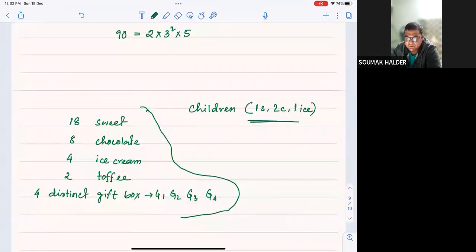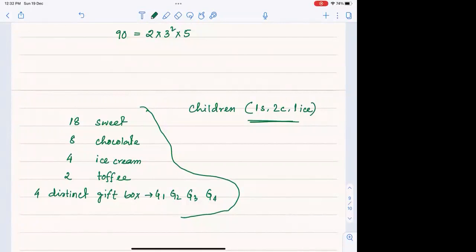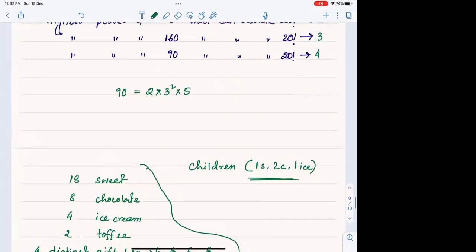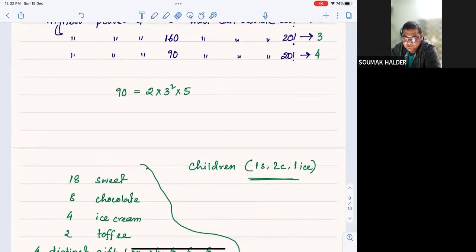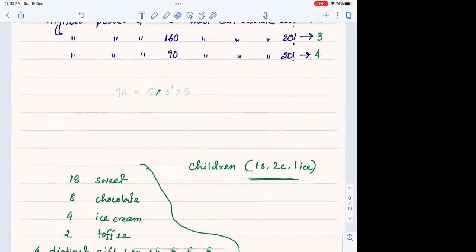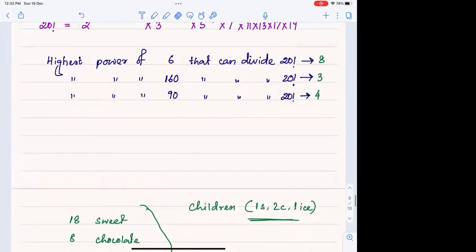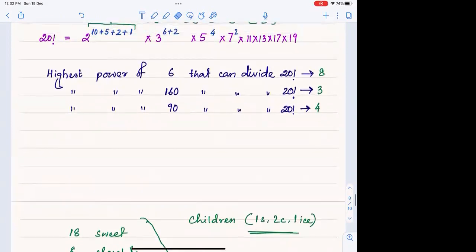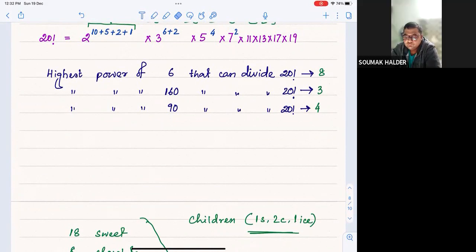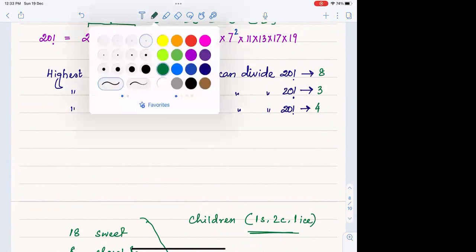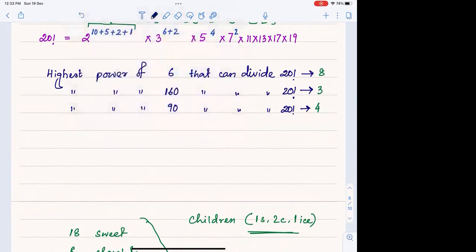Is it making sense? Yes, sir, it's making sense. Now it's considerable as 4? Yes, sir. Like if we are asked to find out the number of zeros in 20 factorial, we can get the exponent of 10. Very good. Okay, sir. So can we answer that? There will be 4 zeros.